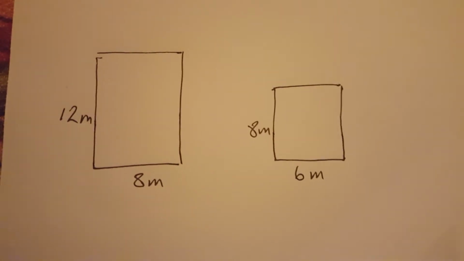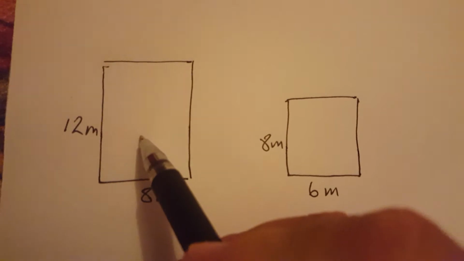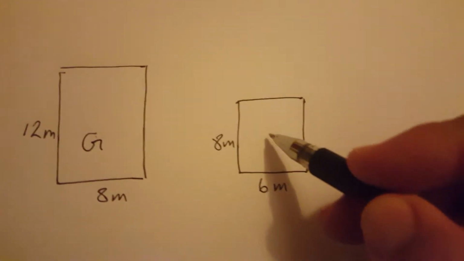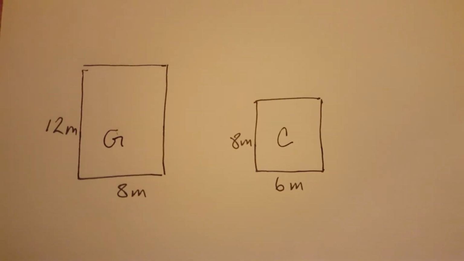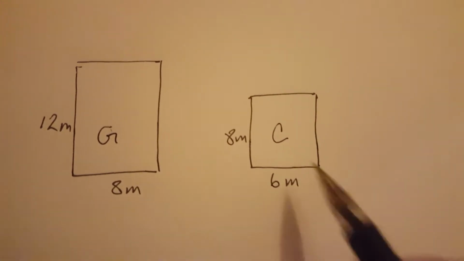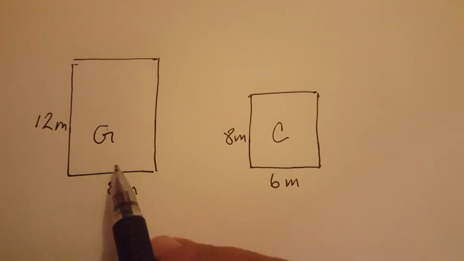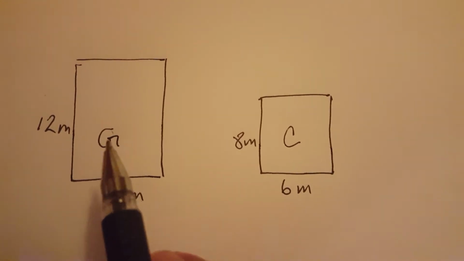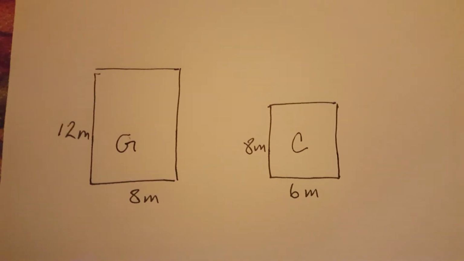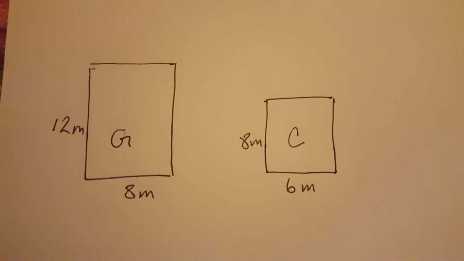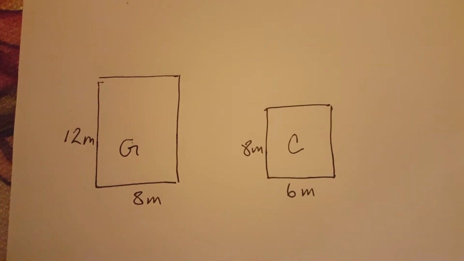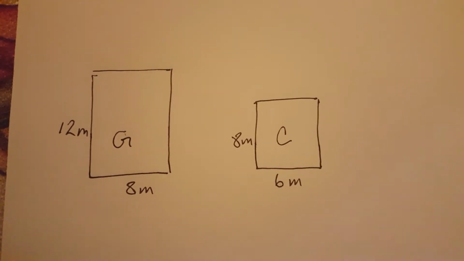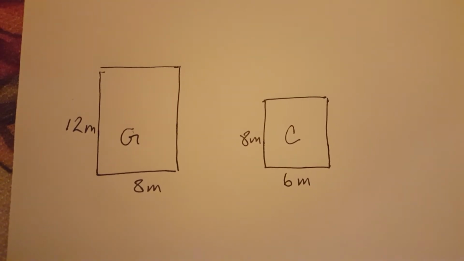For instance, if we have a garage here, we'll label this a G, the garage, and this one C for car. We want to know how much area the car would take up inside of the bigger area, or matter of fact, how much area do we have left in the garage after we put the car inside. In order to do this, we have to find the area of both rectangles.